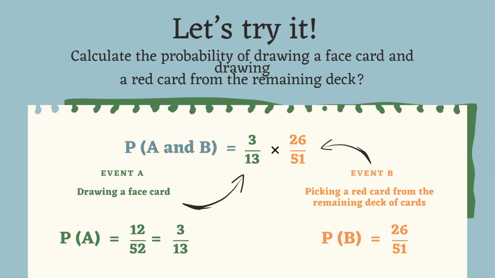For drawing a face card, we have Jack, Queen, and King. There are four of each, so that's 12 over 52. If we divide it by 4, we have 3 over 13. Then for event B, picking a red card from the remaining deck, we have 26 over 51.